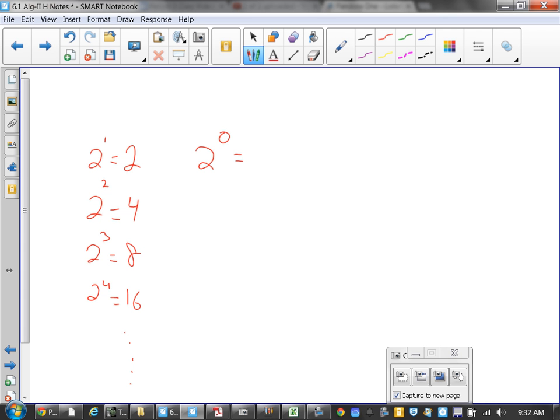1. Very good. One of the properties of exponents states that anything to the 0 power is always going to be 1. Doesn't matter what it is. It's always going to equal 1. Now what happens when you start going negative? What's 2 to the negative 1? It's 1/2. Very good.